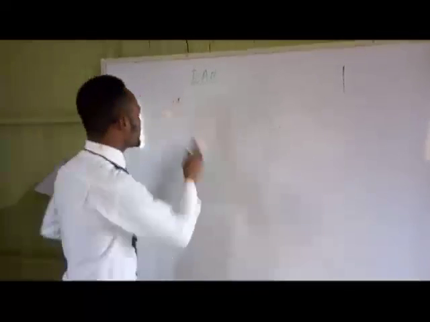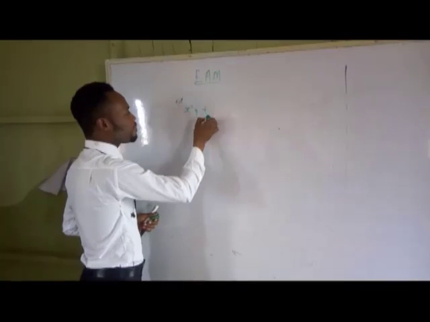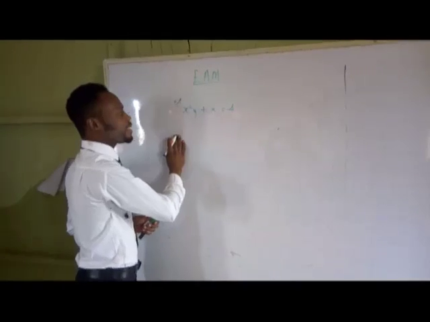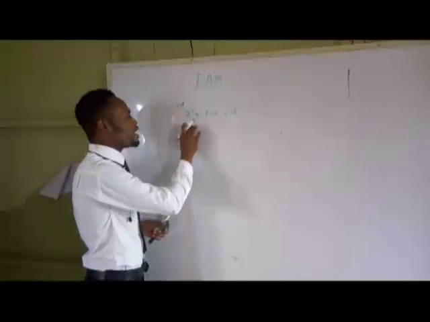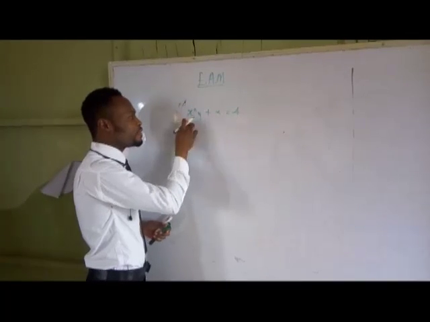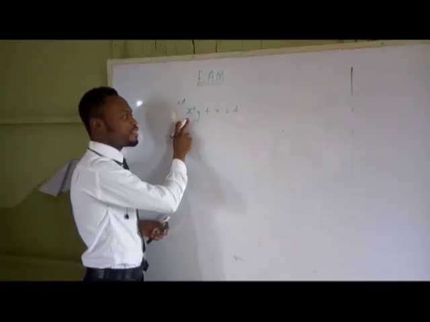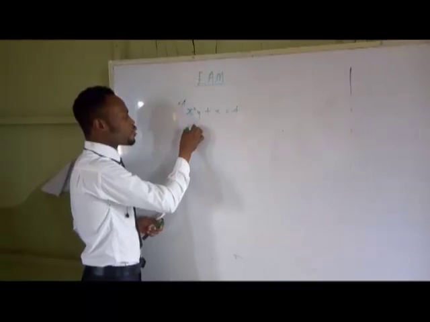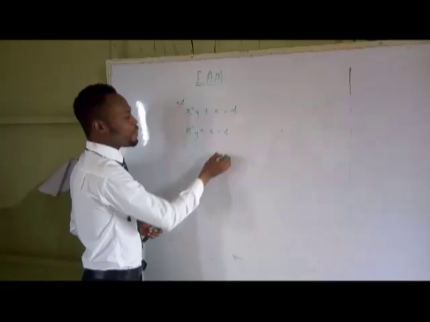Let me see, we're having x squared y plus x equal to 4. This is the question given. From our previous knowledge, we all understood that changes in x will be taken with respect to y, and y also with respect to x, respectively. Looking at this one very well, we're having x squared y plus x equal to 4.